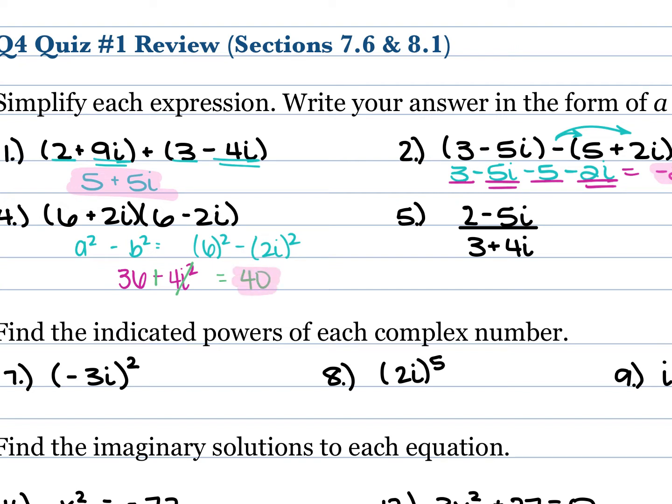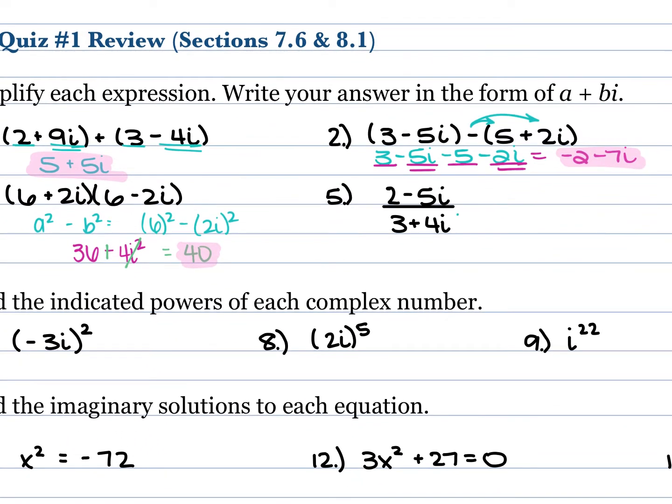For number 5, you have 2 minus 5i over 3 plus 4i. To simplify this, you're going to multiply the top and the bottom by the conjugate of your denominator. So that's 3 minus 4i. I would put parentheses around both your numerator and your denominator and FOIL it out. You can also use your difference of squares for the bottom. So this is going to give you 6 minus 8i minus 15i plus 20i squared, all over 3 squared is 9 minus 4i squared is 16i squared.